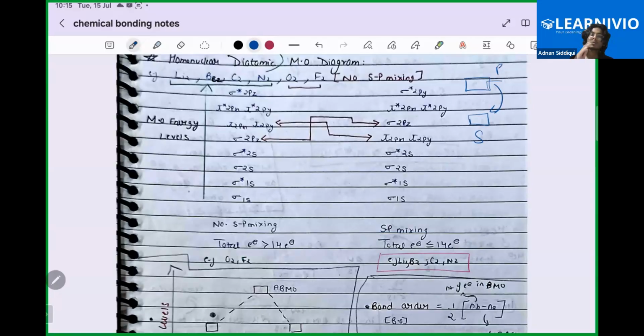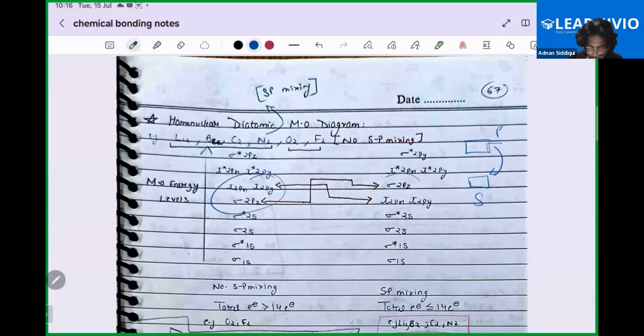But as you are moving to higher number of electrons, higher molecules, suppose you have reached oxygen. Oxygen has more than 14 electrons, 16. So now the s and p orbitals are far apart from each other. So the mixing that was present till 14 electrons is absent now. So due to absence of sp mixing, what will we observe? These two orbitals will exchange their places.